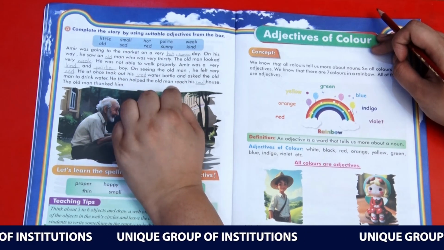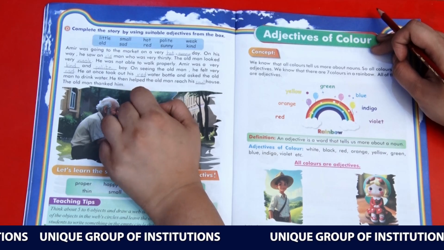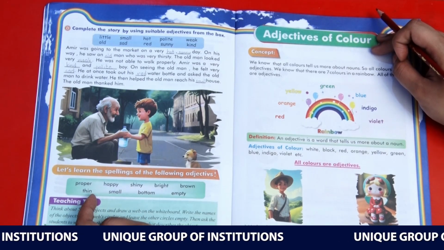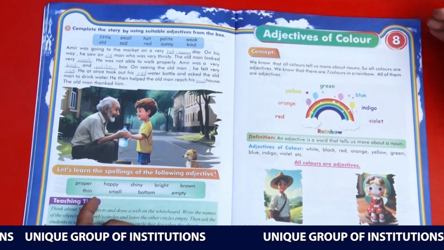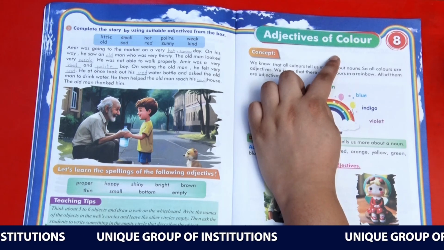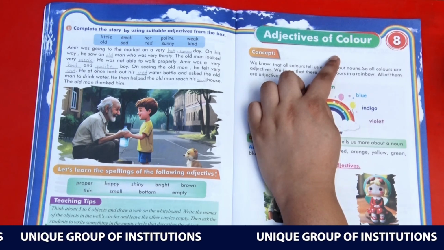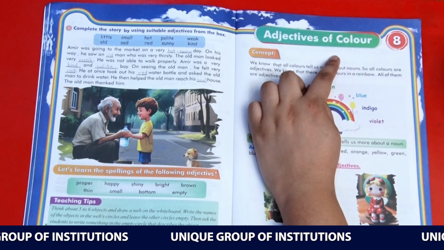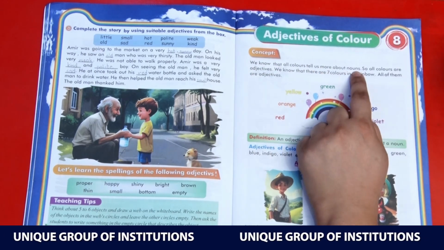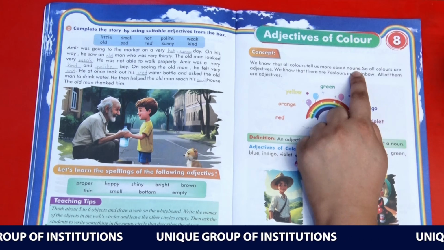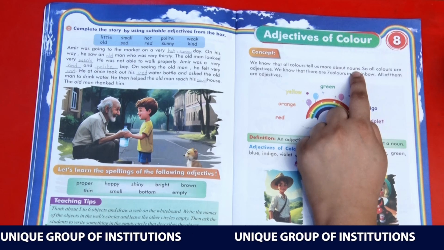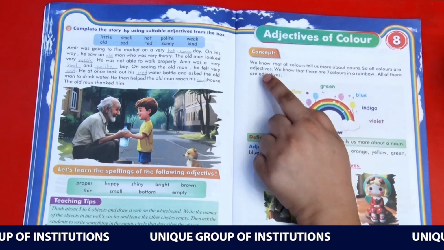Okay, we are done with this adjective exercise here. We are given again different words here and you need to learn the spellings. It can help you in your writing practice. Now move to unit 8, which is adjectives of color. Just as I have told you, every color is an adjective because it is describing a noun. We know that all colors tell us more about nouns. Every noun reflects some color and the words indicating those colors are known as adjectives. So all colors are adjectives.